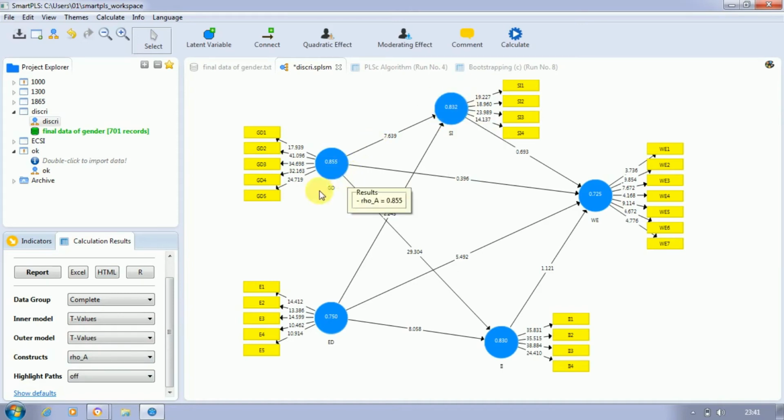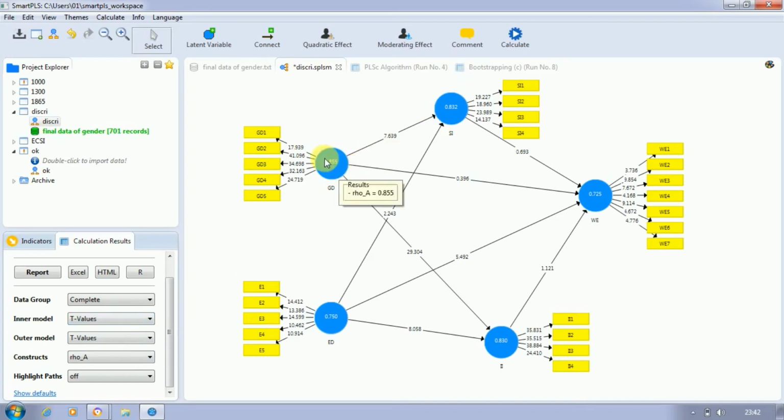You can see that the internal consistency in the people response is 85.5% for GD, 75% for ED, 83 for SI, 83 for II, and 72.5 for WE, which is quite good for cross-sectional data. And it also shows these are the t values.